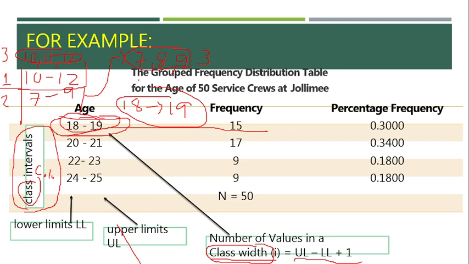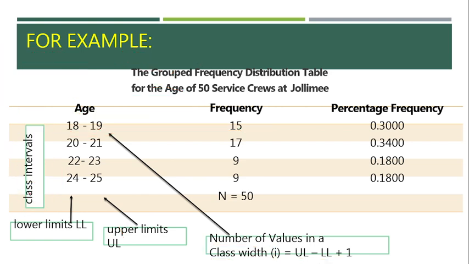Okay po? Or what are the values inside? How many values can you see inside your intervals? Okay po? That's why when we have class width, we have the formula of upper limit minus lower limit plus 1. Let's try, no? So what's your upper limit here? Your upper limit is 19. So 19 minus lower limit. What's your lower limit? Your lower limit is 18.